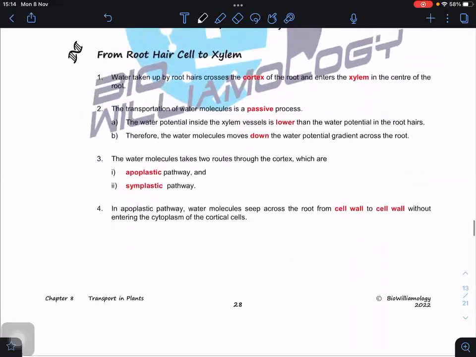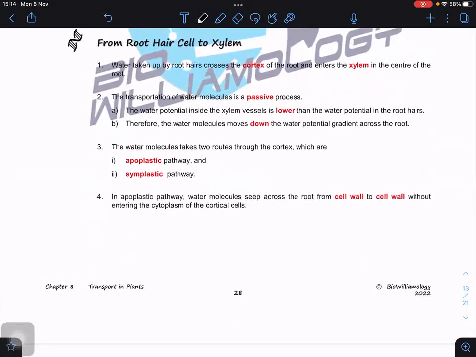Then from the root hair cell to the xylem. The region in between is termed the cortex of the roots, and then the water enters the xylem. So it means that they have to cross these cortical cells. The process is passive, which basically means it does not require ATP. The water potential in the xylem vessel is lower than the water potential in the root hair cells. So therefore, water molecules move. Later I will do the summary for you guys. The process again is down the water potential gradient.